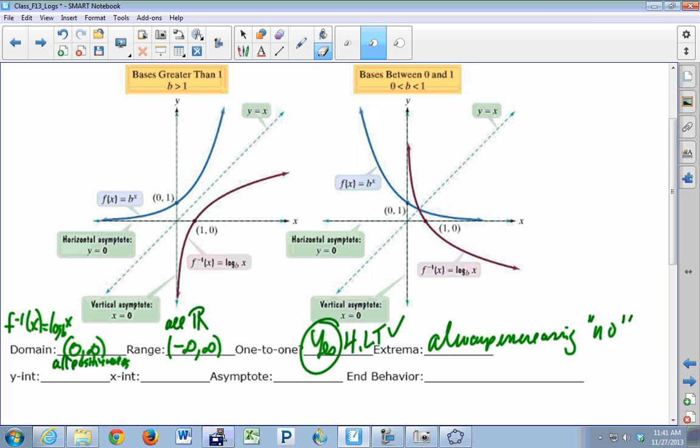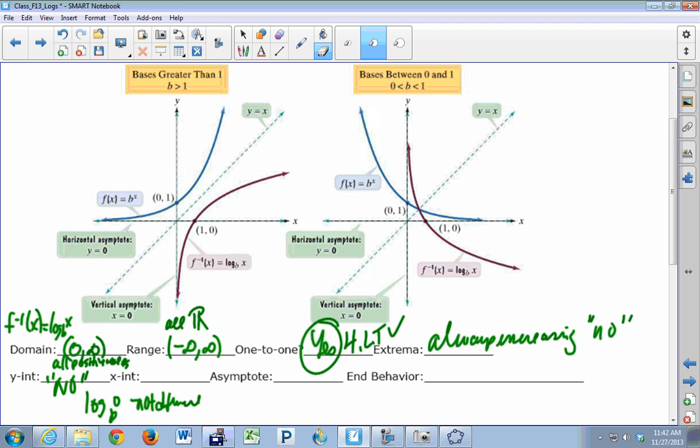Does my red function have a y-intercept? No, because x can never be 0, because 0 is not part of the domain. So absolutely no. You can never take the log of any base of 0. Log base b of 0 is not defined, because you can't get 0 as an output for your exponential, so it certainly couldn't be an input.